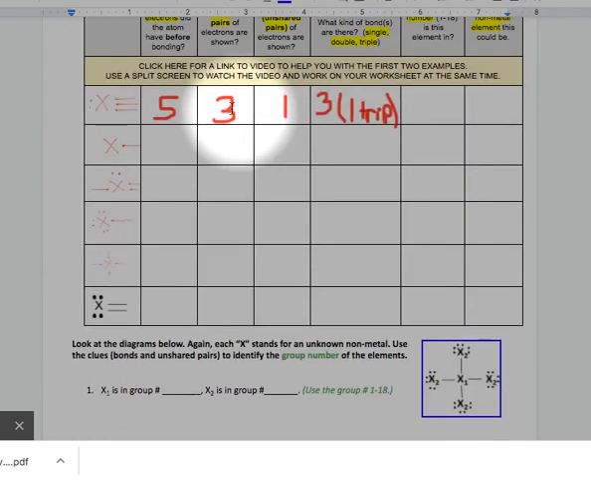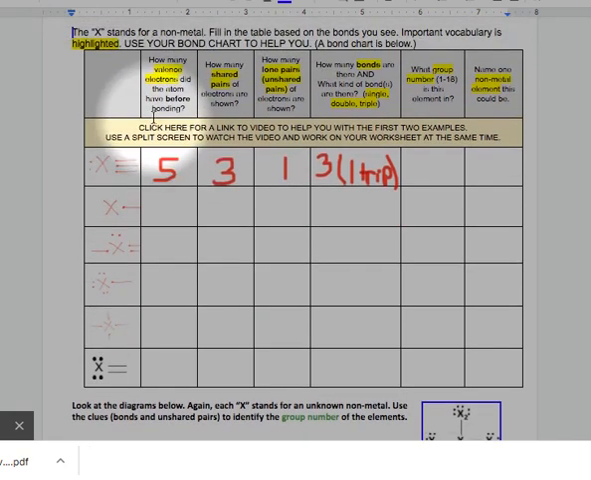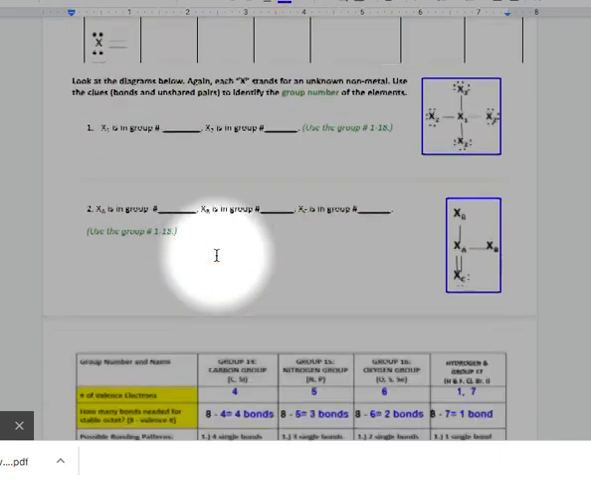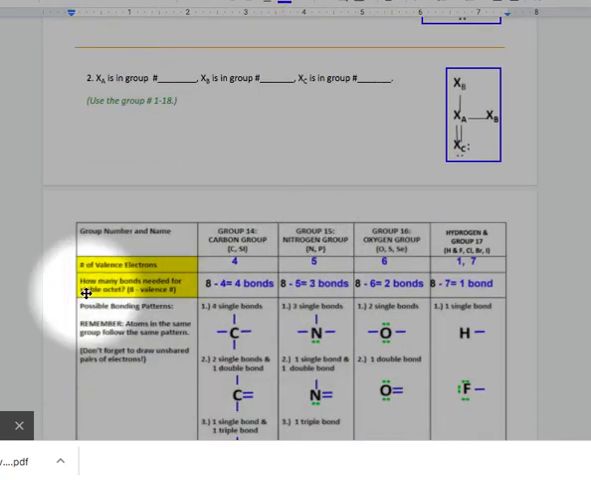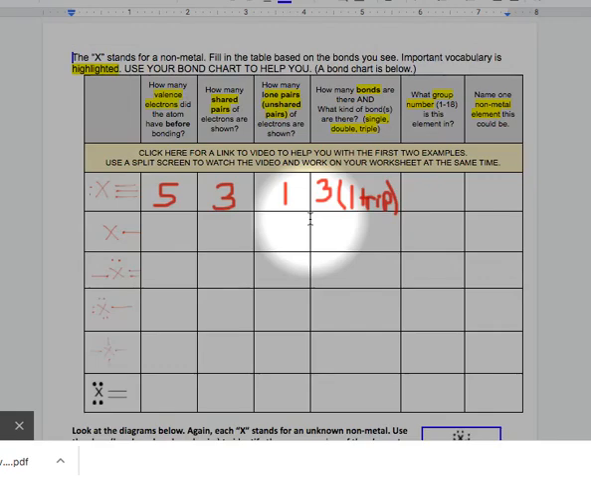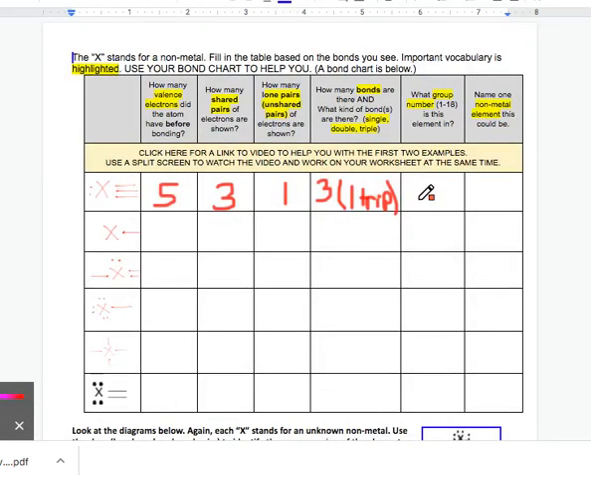Another way to do it is to say, well, I know it had 5 valence electrons before, or I could also think about it needed 3 bonds or 3 shared pairs. So if I look up at the top of my bond chart, the number of valence electrons and the bonds, the one that had 5 valence electrons and 3 bonds is again group 15. So that means this X would have to be one of the elements in group 15, either N or P.